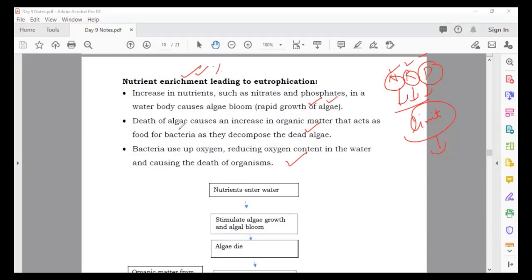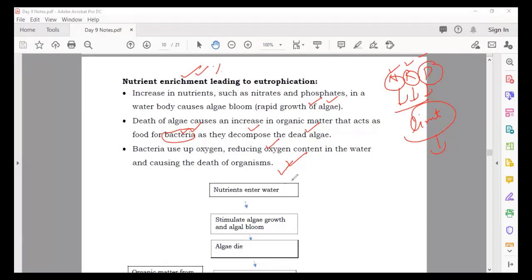After that, the algae die. Then there are some bacteria which use the algae as food, and they decompose it. If the algae is more, the bacteria is also more, and these bacteria need oxygen. When they need oxygen, they will use up all the oxygen available there, and it means the oxygen will be less for the other organisms, and it can cause death.